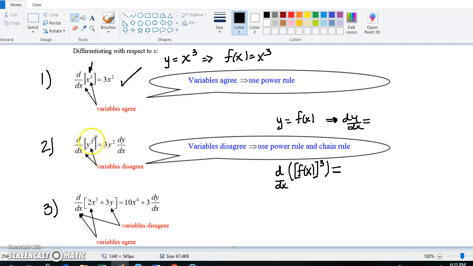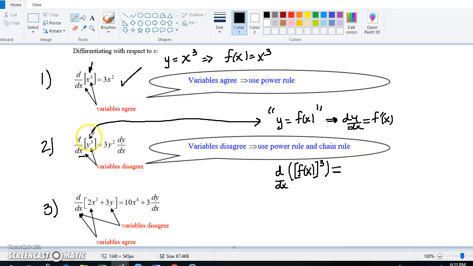In the next example, it looks similar. We have the derivative, this time of y cubed, with respect to x. These variables do not match. Now what we must remember is that anytime you see a y, you have to think of it as a function of x. So the derivative of y with respect to x is f prime of x.